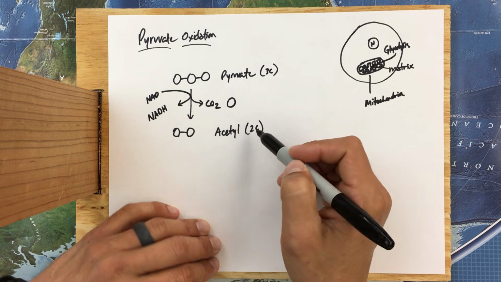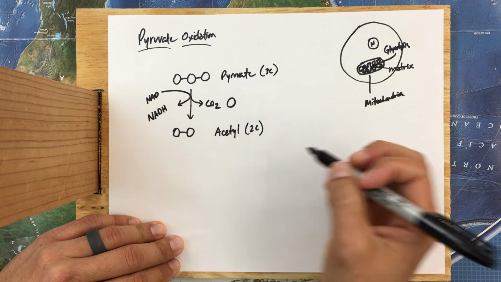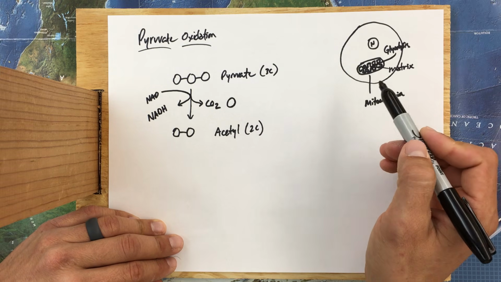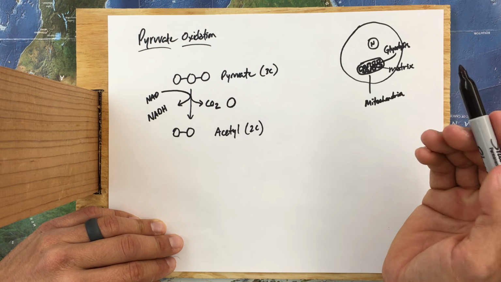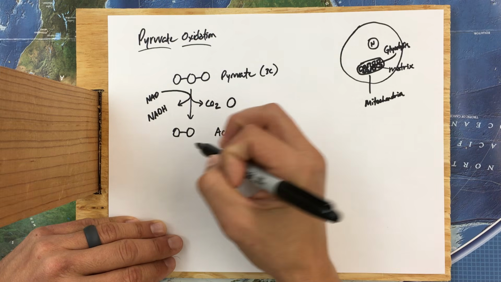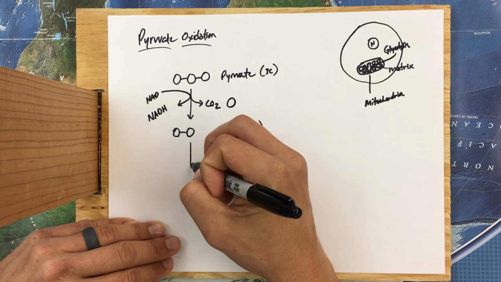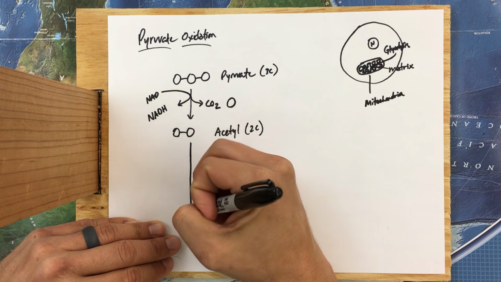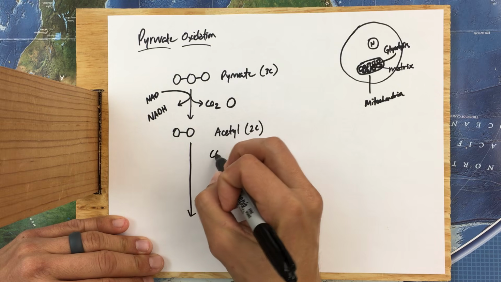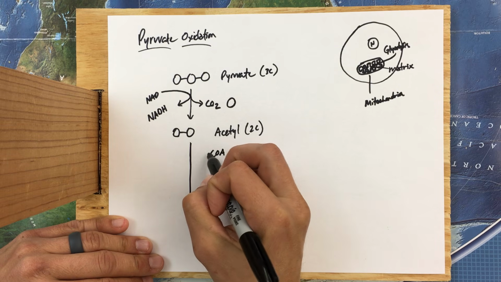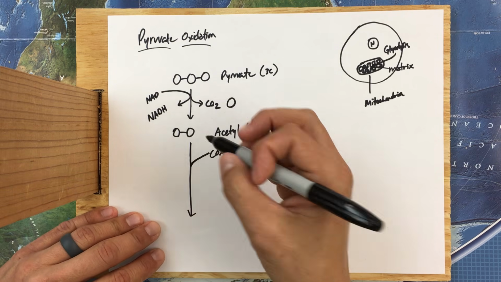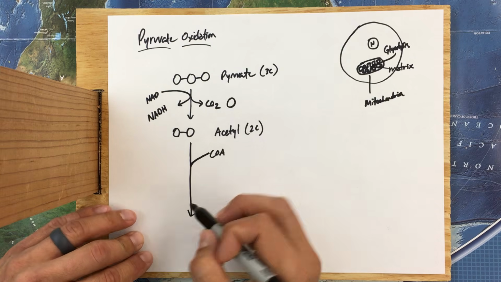Well, acetyl is the sugar that we need for the next step, but it can't just go right into the mitochondria. Remember that the mitochondria is an organelle, which means it's surrounded by a membrane. And remember that membranes are semi-permeable, which means that they don't let just anything inside. And so we need a boarding pass. In this case, our boarding pass is something called CoA. And so we've got CoA over here. CoA is going to bind to this molecule of acetyl, and it's going to produce acetyl-CoA.